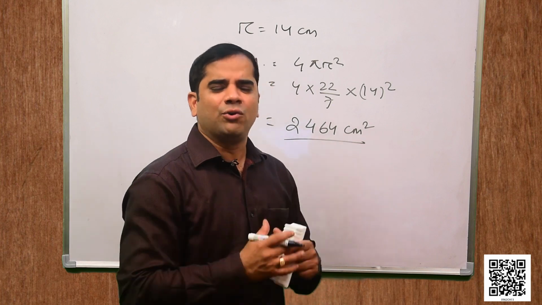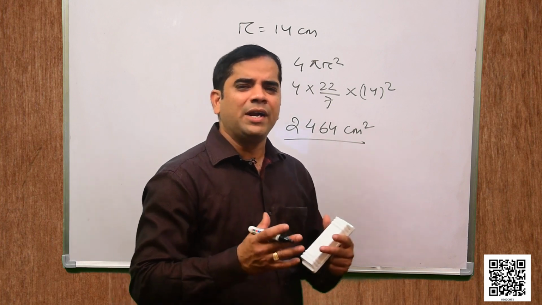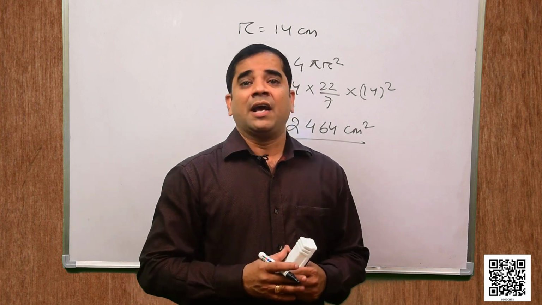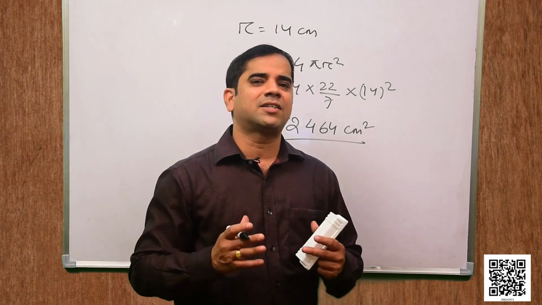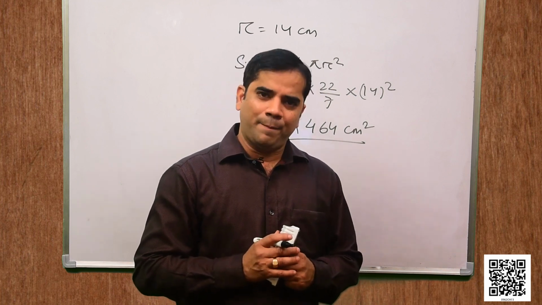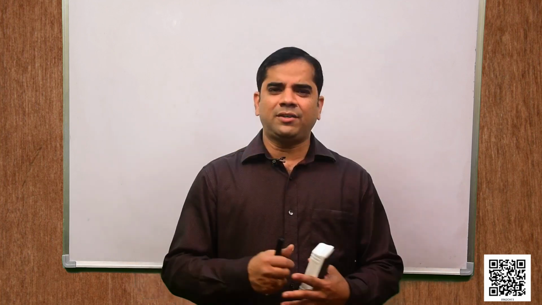This is too easy for you, isn't it? Because we know the formula for the surface area of a sphere. When radius is given, it is just the calculation and we need to calculate correctly. Hope you understand.